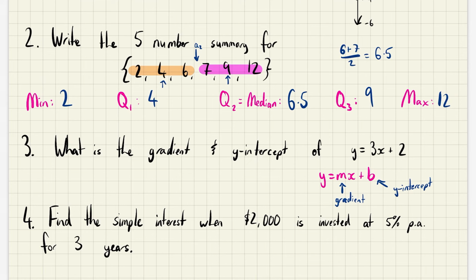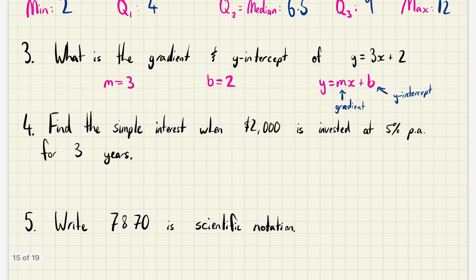The thing with the x is the gradient, so that's 3. So I'm just going to say m is equal to 3, because everyone knows, like in maths we use m, that's gradient, so you can just write it like that. And the y-intercept, which is b, I can say is 2. And that's it.